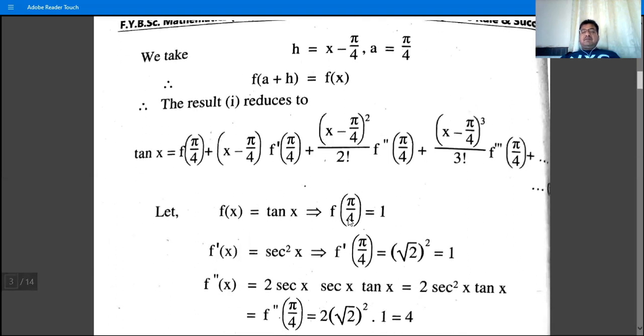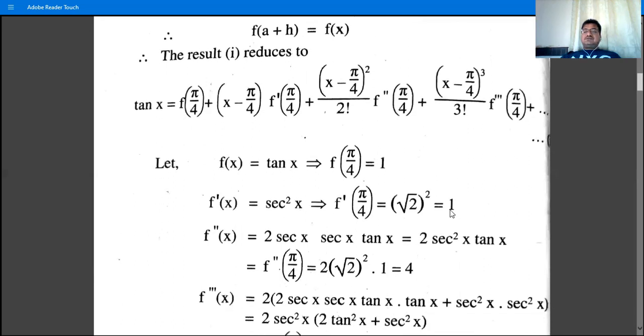So f of pi by 4 is tan pi by 4 is 1. Then we have to find f dash pi by 4. So find first f dash x. F dash x is what? F x is tan x. Derivative of tan x is sec square x. And then f dash pi by 4 is sec square pi by 4, that is sec pi by 4 and its bracket square. Sec pi by 4 is root 2, its square is 2, right here 2. Root 2 square is 2.